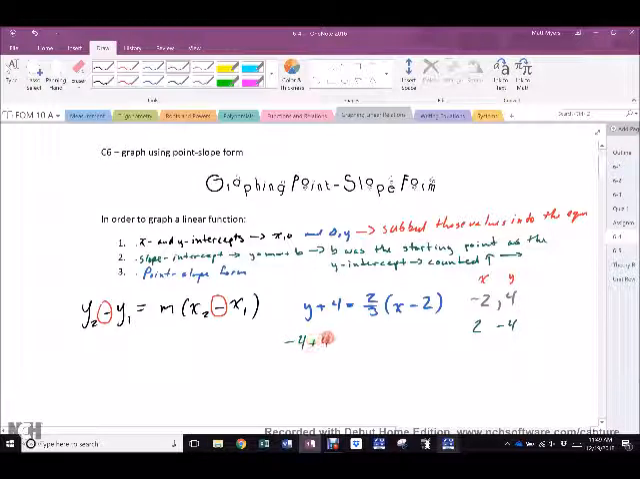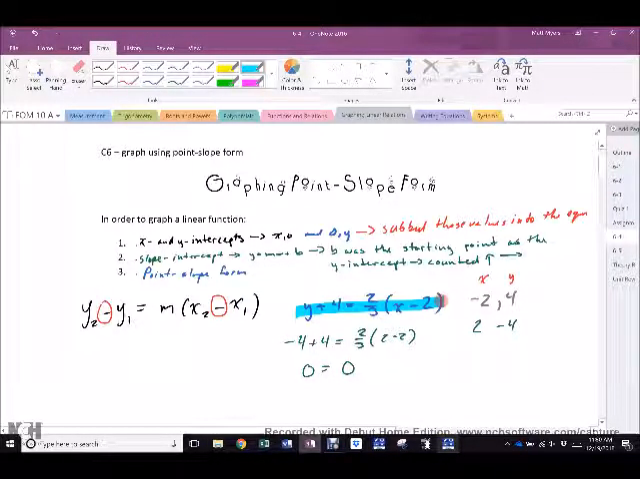-4 plus 4 equals 2/3. What goes there? 2 minus 2. What's -4 plus 4? 0. What's 2 minus 2? Times 2/3? 0. Does 0 equal 0? So, what have you just learned through your own experimentation? Does this give me a starting point? What is it?